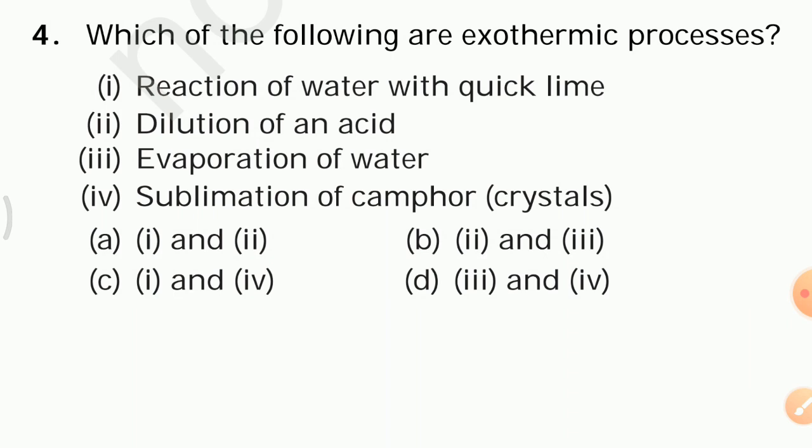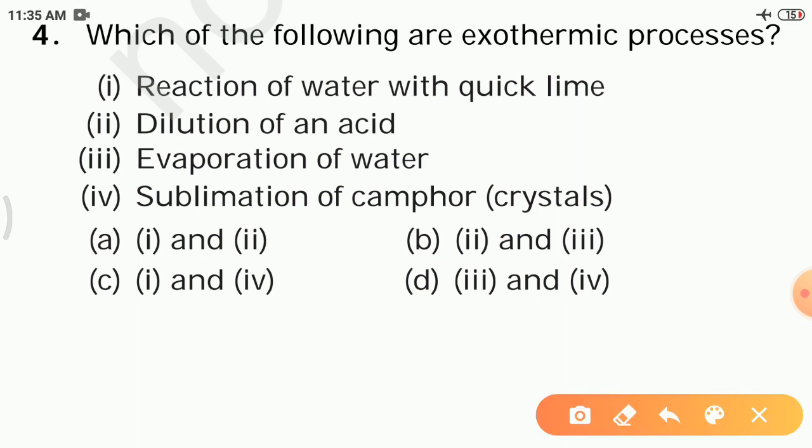The reactions in which heat is released along with the formation of products are called exothermic chemical reactions or exothermic processes. It means the main character is that heat should be released, and this released heat makes the reaction mixture warm. So now one by one we will discuss all 4 options here.